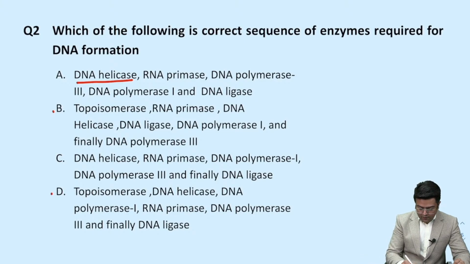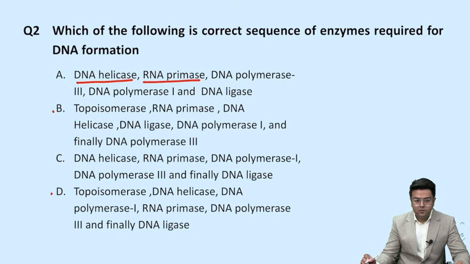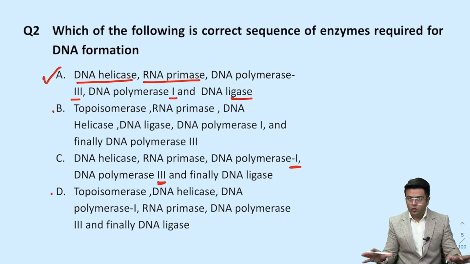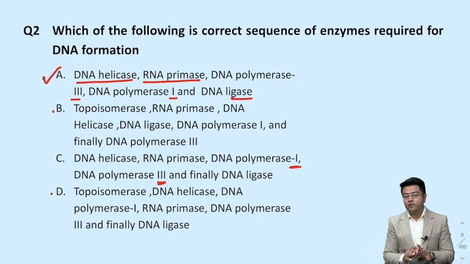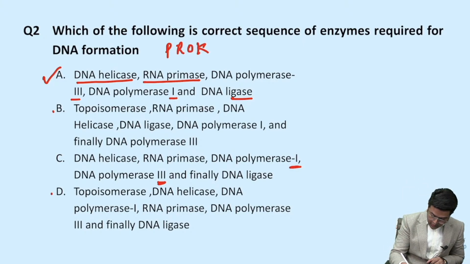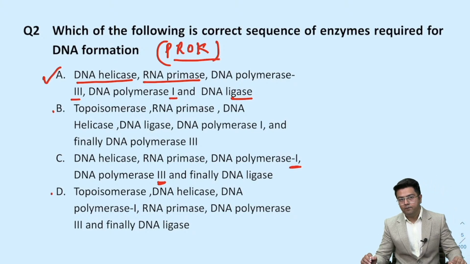After DNA helicase, RNA primase is mentioned here, right? And in option C, again RNA primase, so that is correct. DNA polymerase 3, then 1, and ligase. So guys, A is the answer, because in C we have DNA polymerase 1 coming before the third. Third comes first in the prokaryotes. This is what we are talking about, the prokaryotic replication. So the third comes first, right?